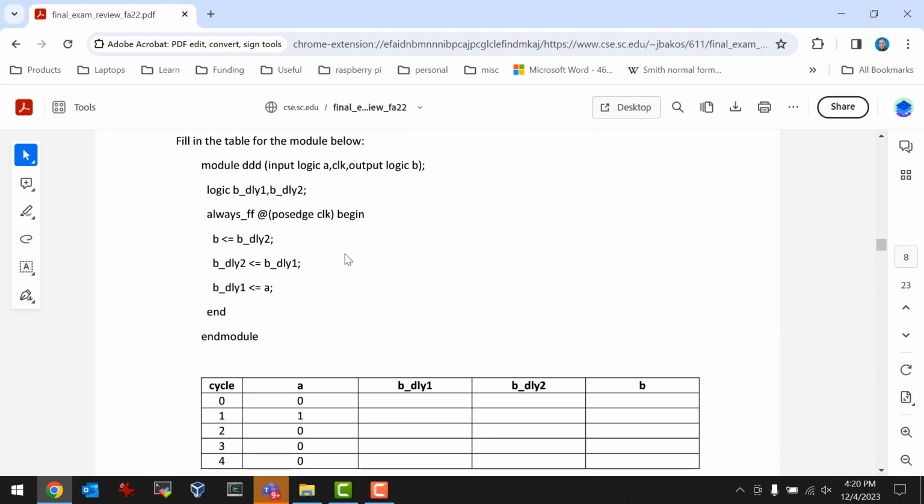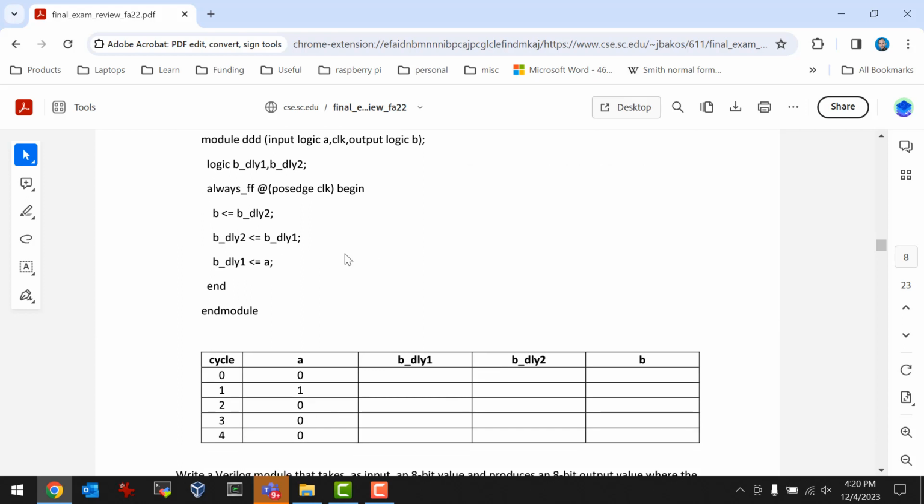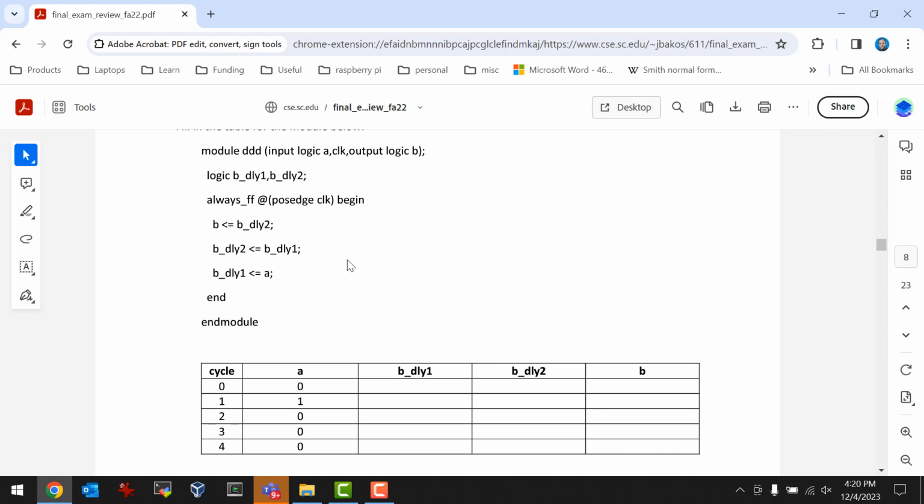Okay, fill in the table for the module below. This is almost like a test bench, except the difference here is that you've got these clocked elements in there. So in cycle 0, we're going to set A to 0. What's B delay 1, B delay 2, and B? We don't know, right? There are no initial values listed for those, so they're unknowns. They would come up as X's, I think, in ModelSim. They come up as an unknown value.